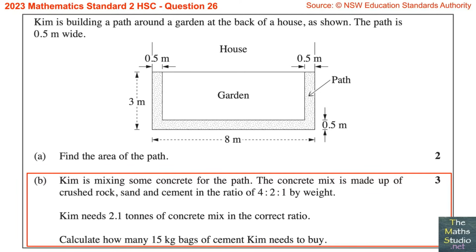Part B. Kim is mixing some concrete for the path. The concrete mix is made up of crushed rock, sand, and cement in the ratio of 4 to 2 to 1 by weight. Kim needs 2.1 tonnes of concrete mix in the correct ratio. Calculate how many 15 kilogram bags of cement Kim needs to buy.